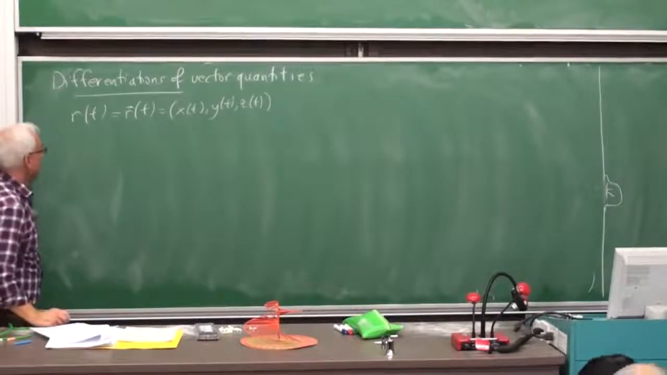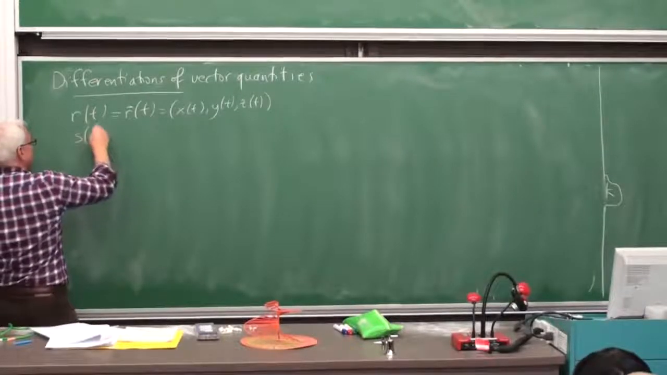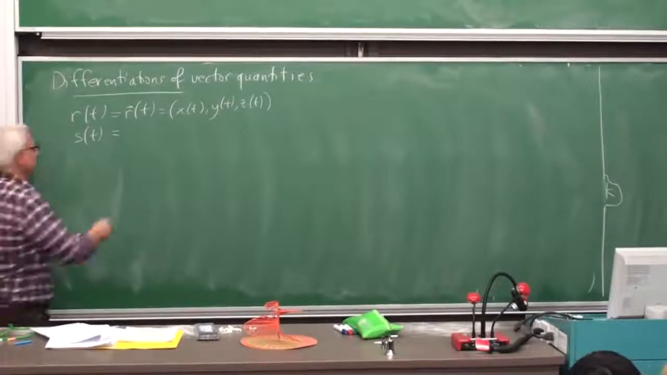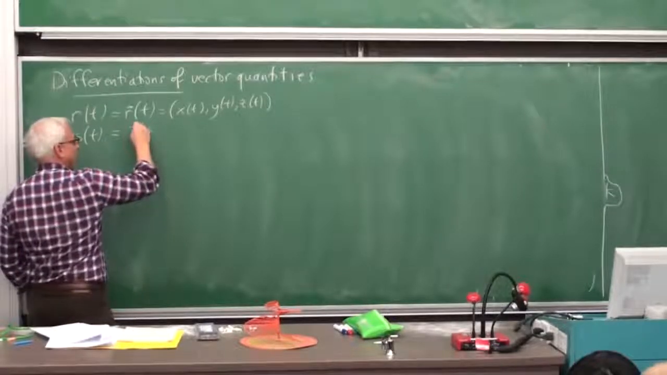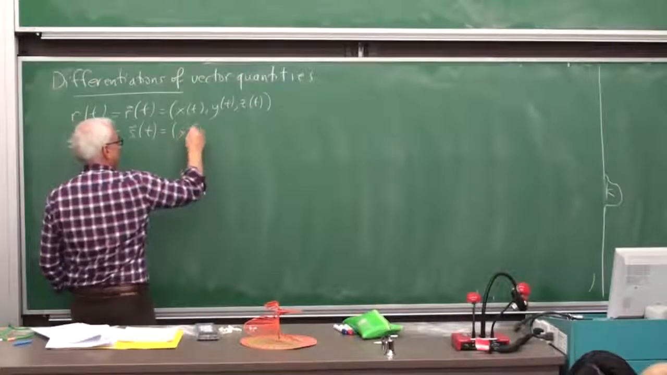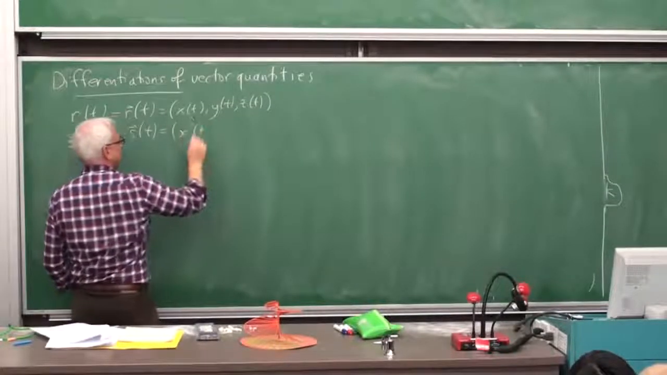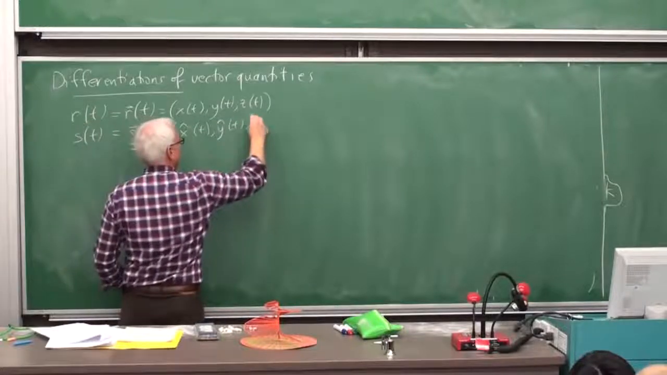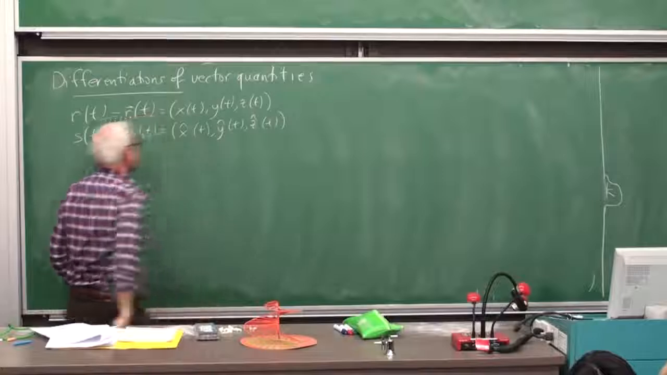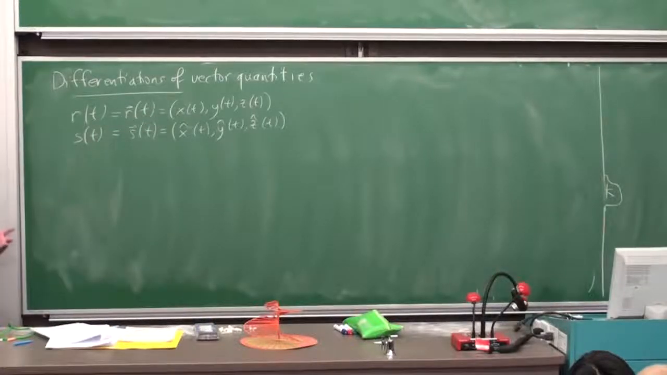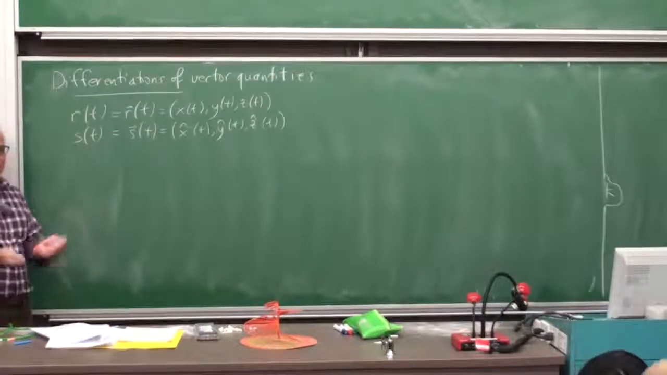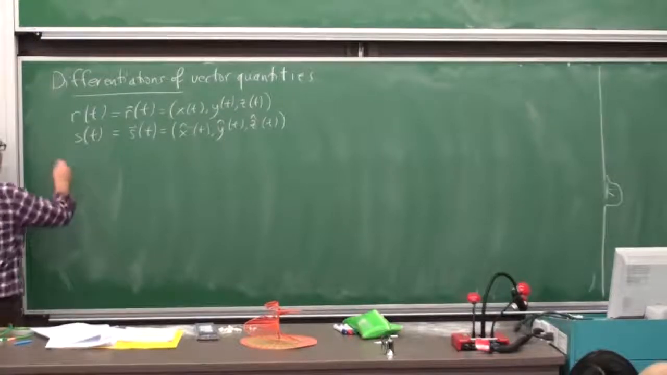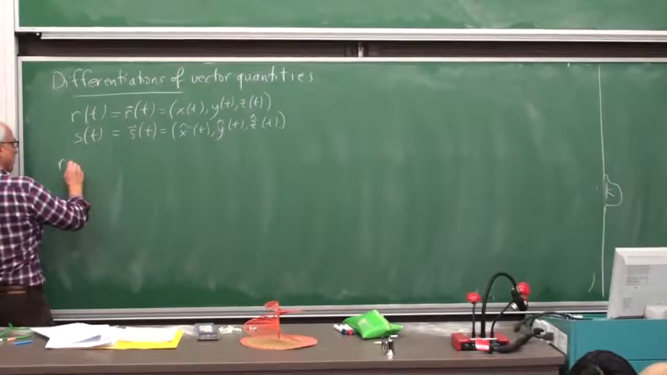And if we have some other vector valued function, s of t, which is also officially a vector, maybe it'll have components x hat of t, y hat of t, z hat of t. Then we can perform 2 standard things with these 2 vector valued functions. We can first of all define the dot product between them.